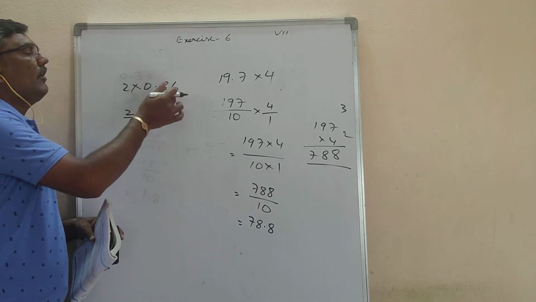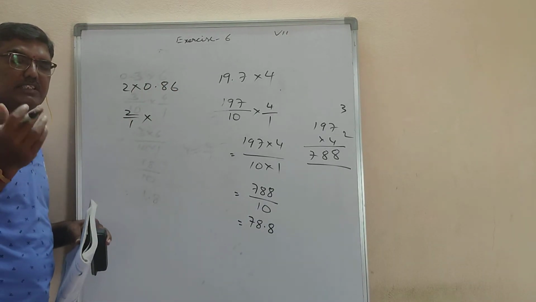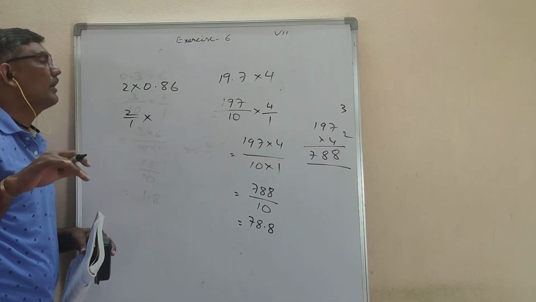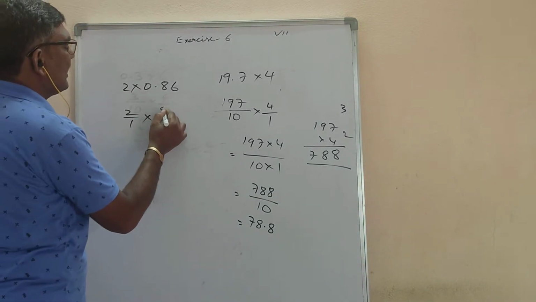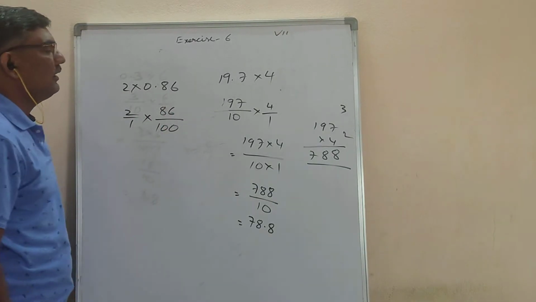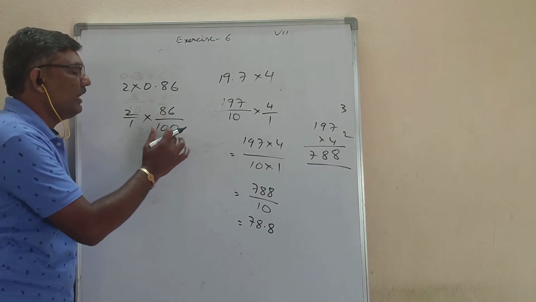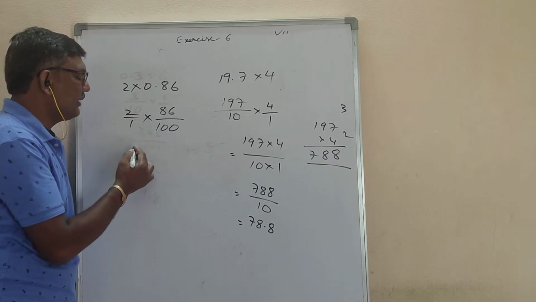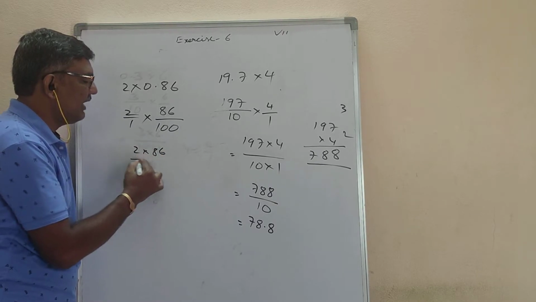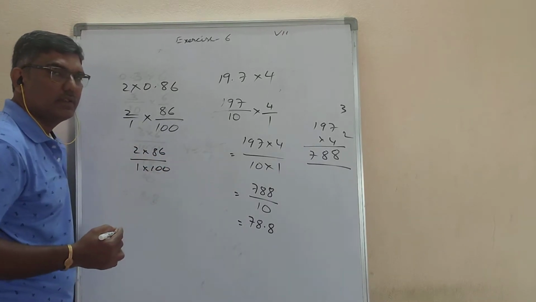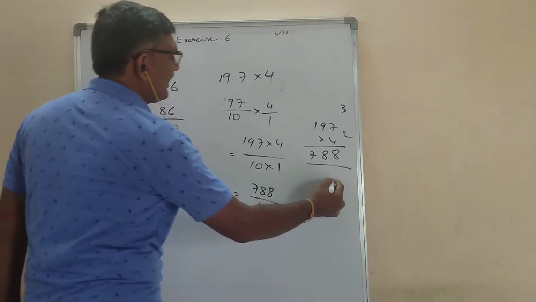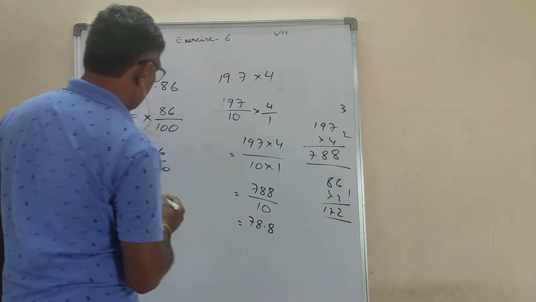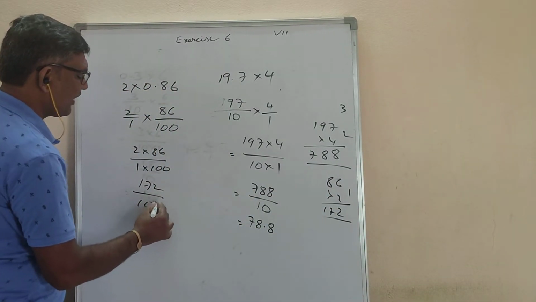After the point you are seeing 2 digits. So this decimal number should be converted into a rational number. After the point, 2 digits are there, so it can be written as 86 divided by 100. If you divide 86 by 100 you get 0.86. Now multiplication, numerator into numerator, denominator into denominator. So 2 into 86 divided by 1 into 100. 86 into 2: 2 sixes are 12, write 2 and carry 1; 2 eights are 16, plus 1 is 17. So you get 172 by 100.